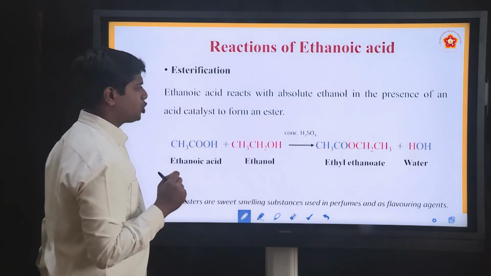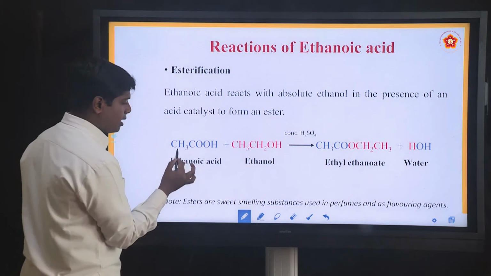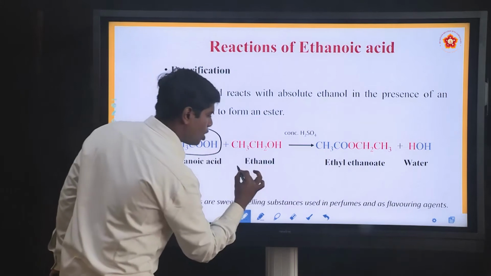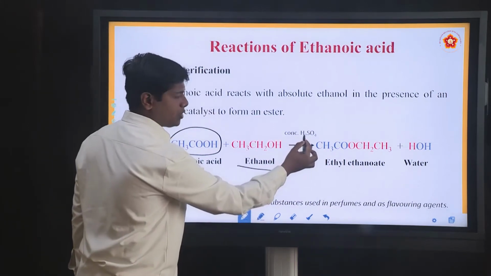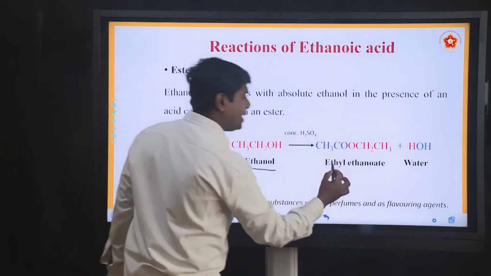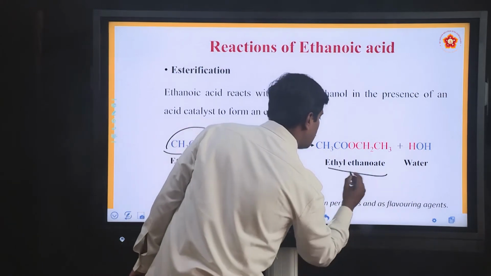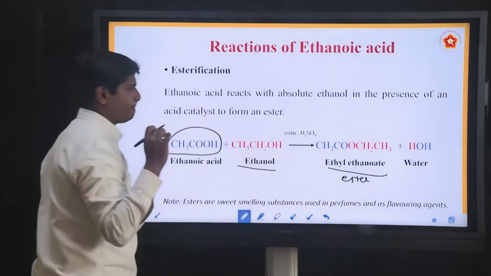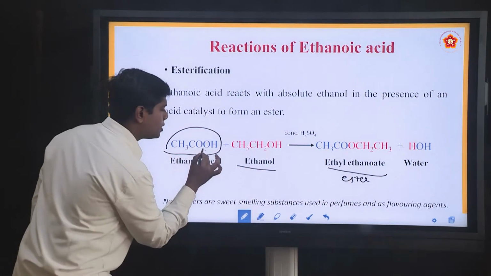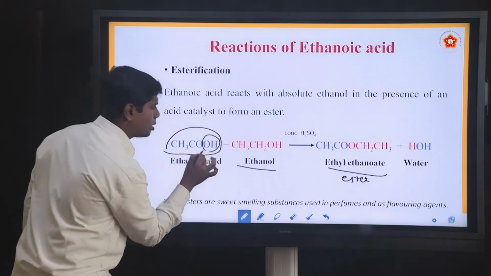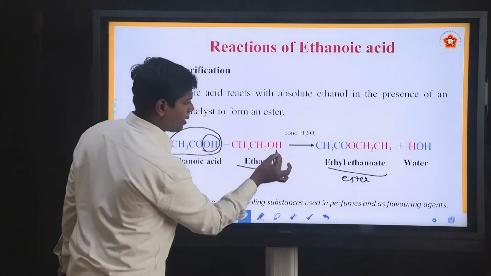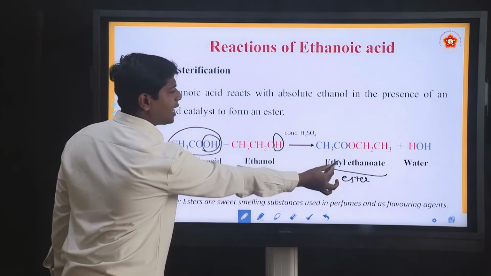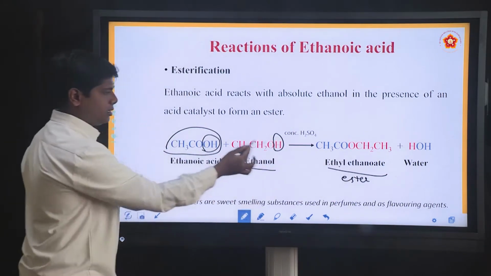I will show you the reaction. This is the ethanoic acid. See here, this is ethanol. In the presence of H2SO4 acid catalyst, it forms ethyl ethanoate. It is nothing but an ester. See here, OH is removed, and here H is removed to form ethyl ethanoate. This is the reaction.